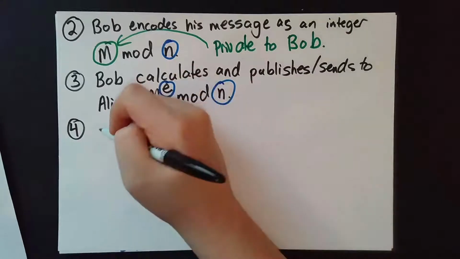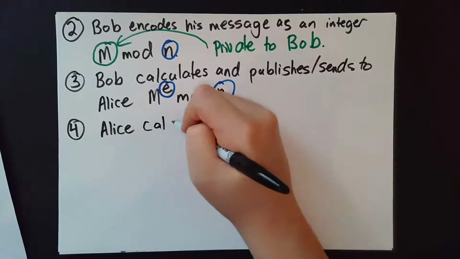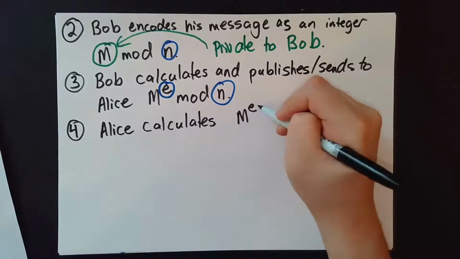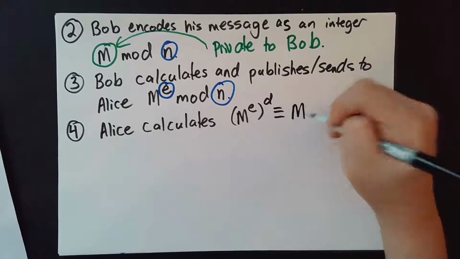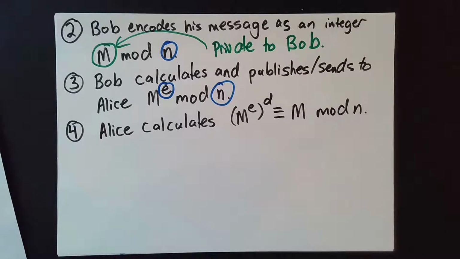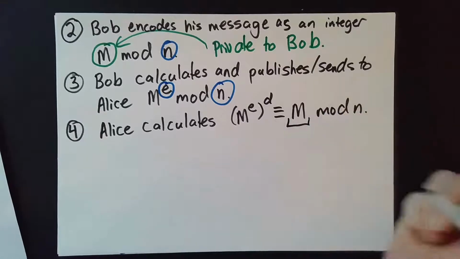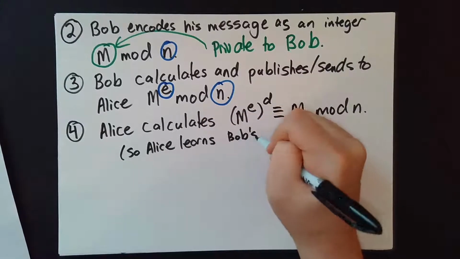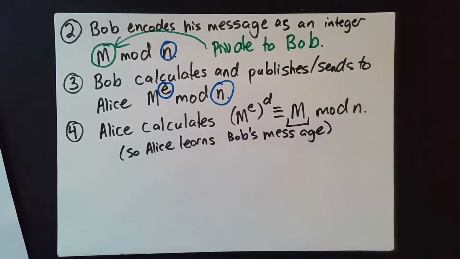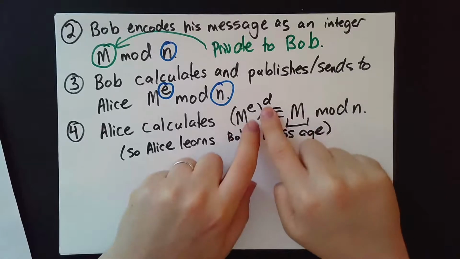Okay, so finally, Alice calculates m to the e to the d. And this is always m. And so in this way, Alice learns Bob's message. Now someone in the chat tell me, why is m to the e to the d equal to m?